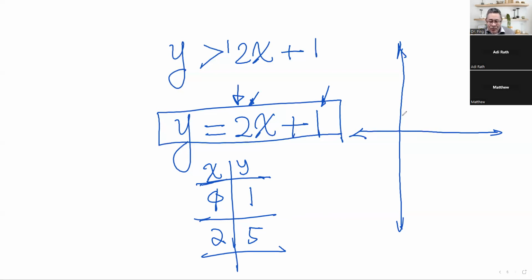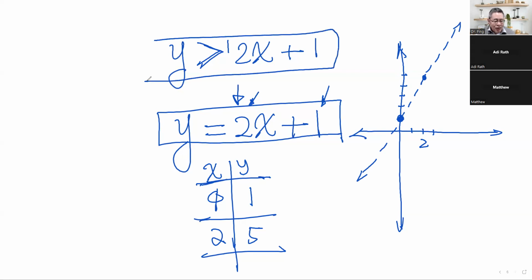In this case, we know this is our y-intercept, and the other point is at 2, 5, so that'll be here. Now if we draw the line, because this is a greater than, the line has to be a dotted, dashed line. It's not solid. Anything above this line is the solution for this inequality.